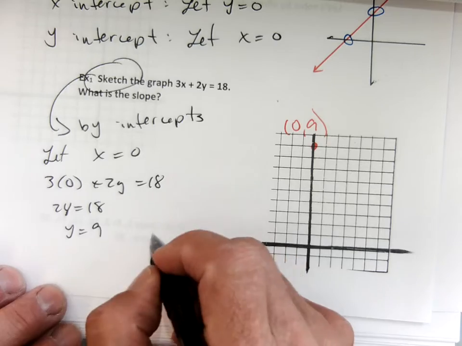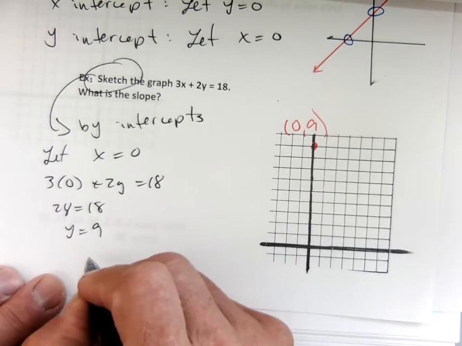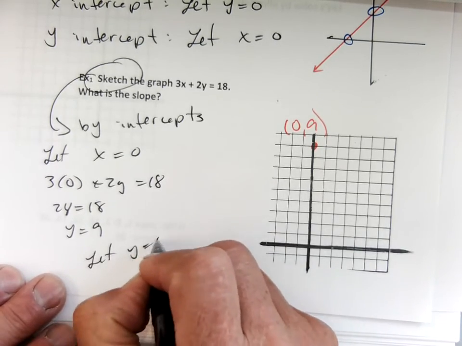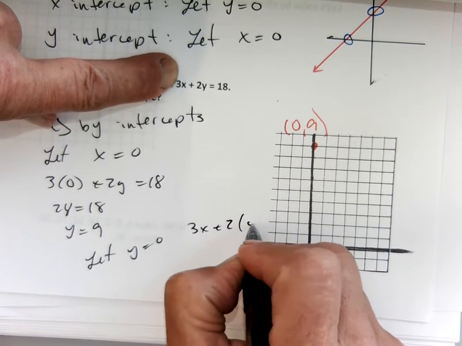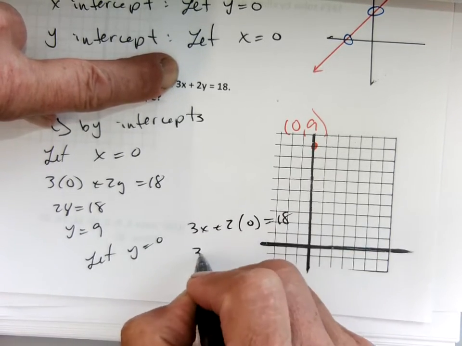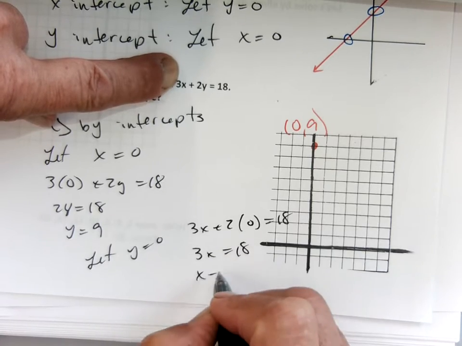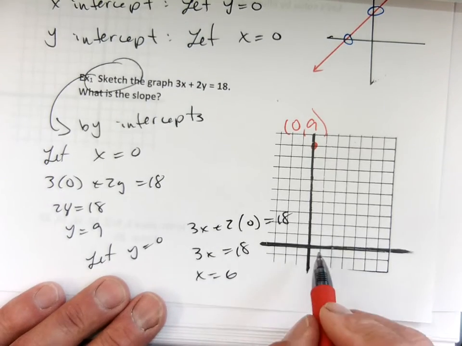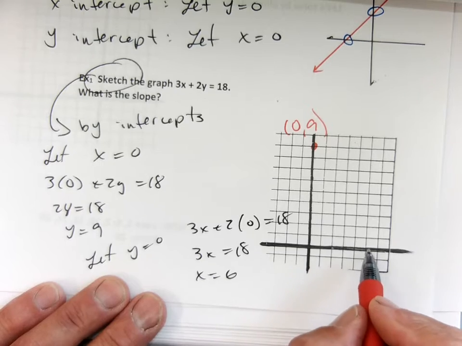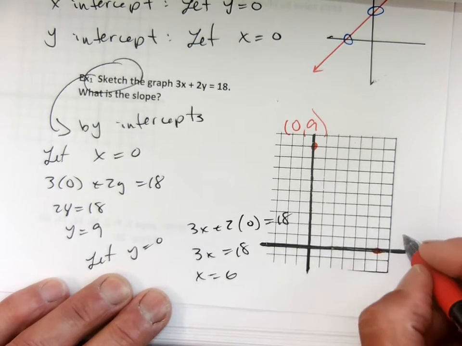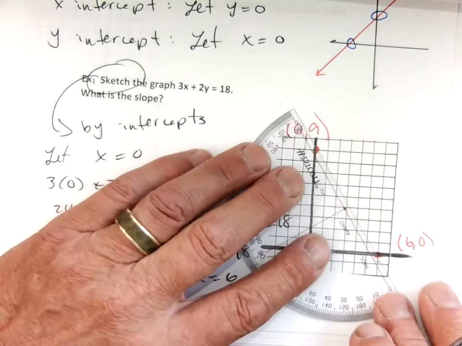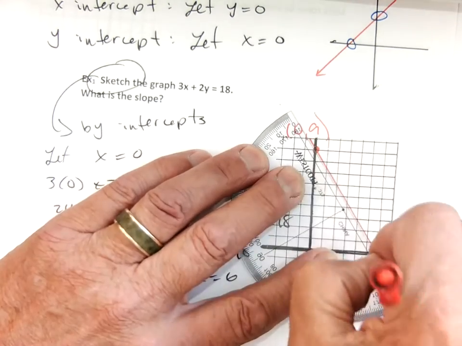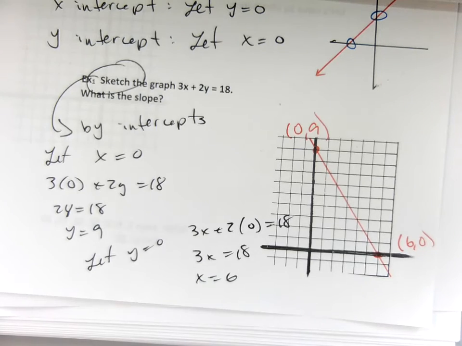And if I want to do the other intercept, I'll let y equal 0. Well, I'd go 3x plus 2 times 0 equals 18. 3x equals 18, x equals 6, right? 1, 2, 3, 4, 5, 6. That's the point (6, 0). Connect the dots. I got it, okay? How's that? Isn't that easy?